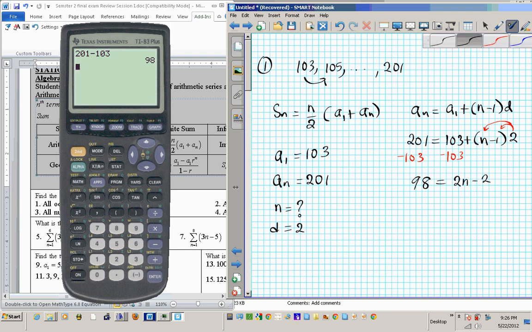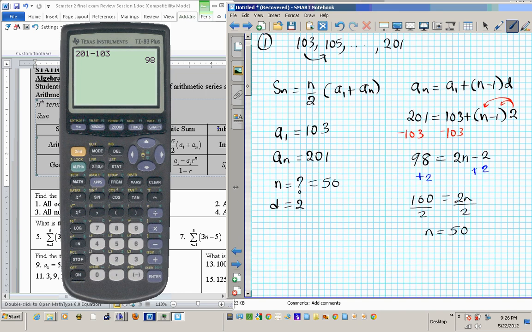Add 2 to both sides. Add 2, add 2. And then we're going to have 100 equals 2n. To finish it up, divide both sides by 2. And then we have n equals 50. So are we done? Absolutely not. We're just halfway. We know what n is. Now we've got to find the sum.